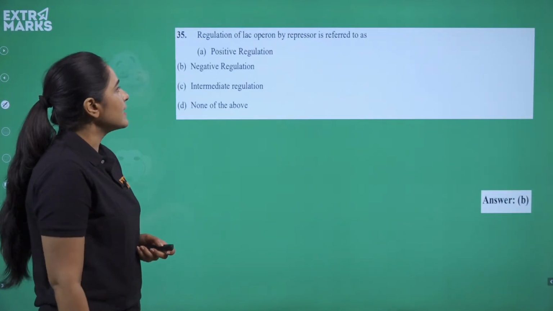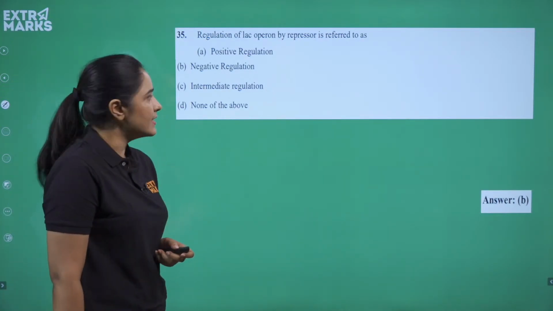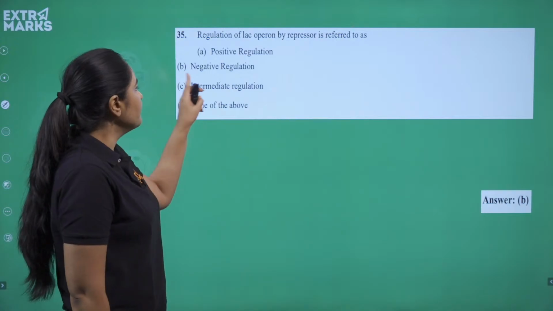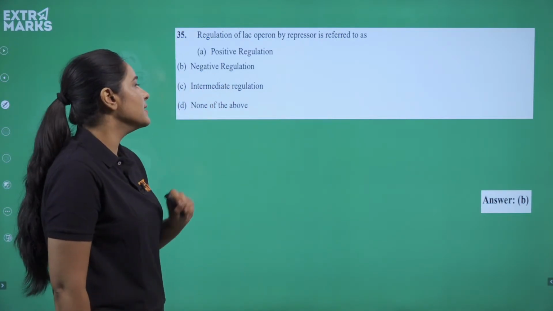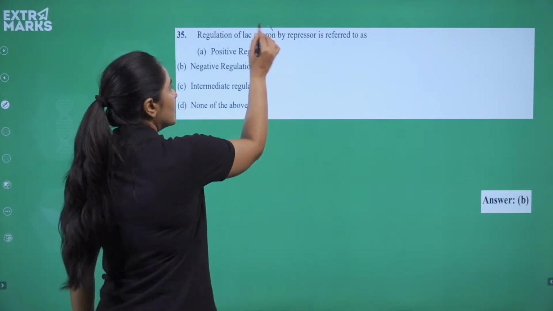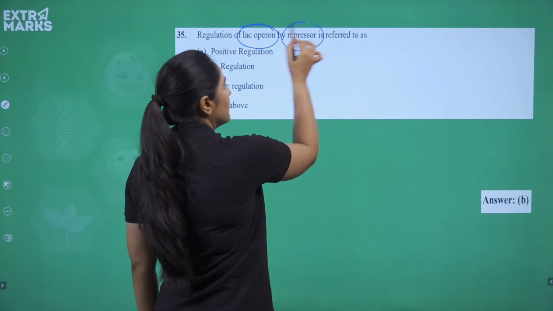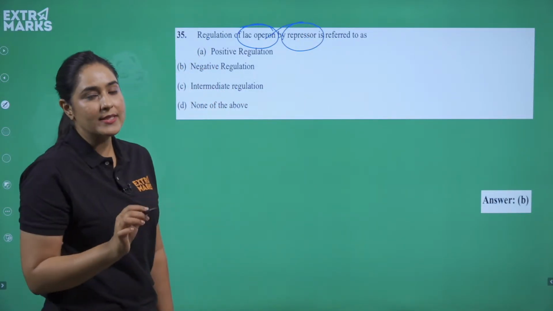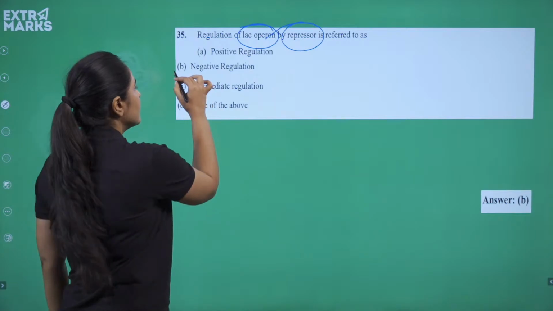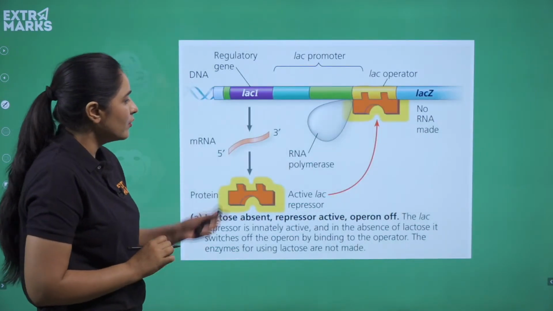Another question: regulation of lac operon by repressor is referred to as A. Positive regulation, B. Negative regulation, C. Intermediate regulation, and D. None of the above. So when we are talking about the lac operon and its regulation by the repressor, see students, it is said to be a negative regulation kind of mechanism. Why? We will see here.